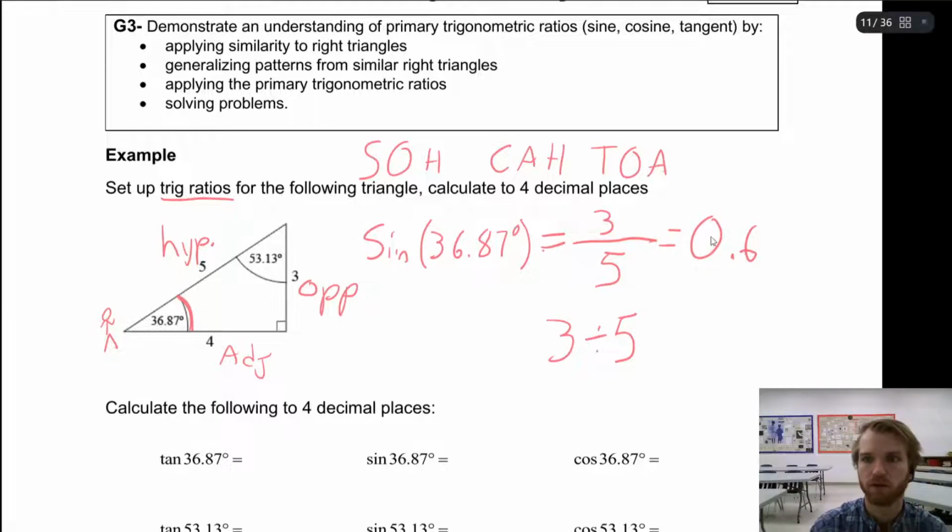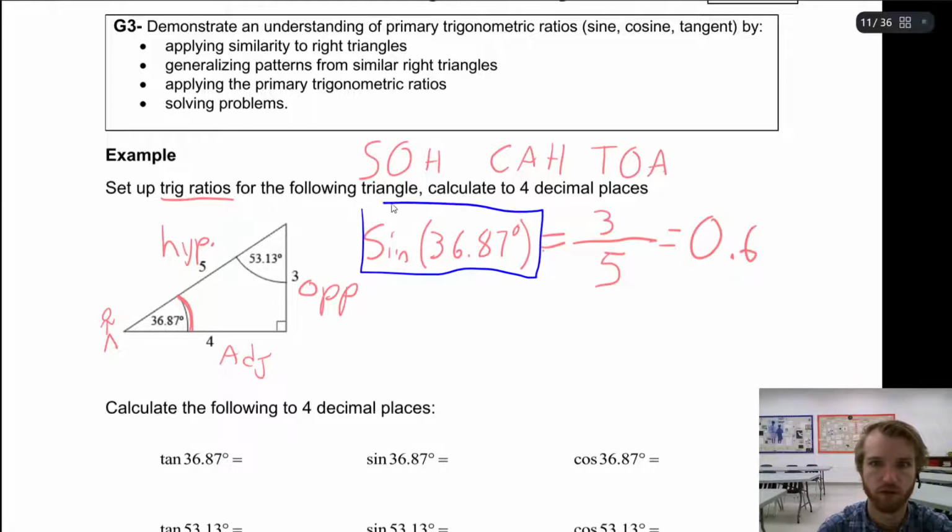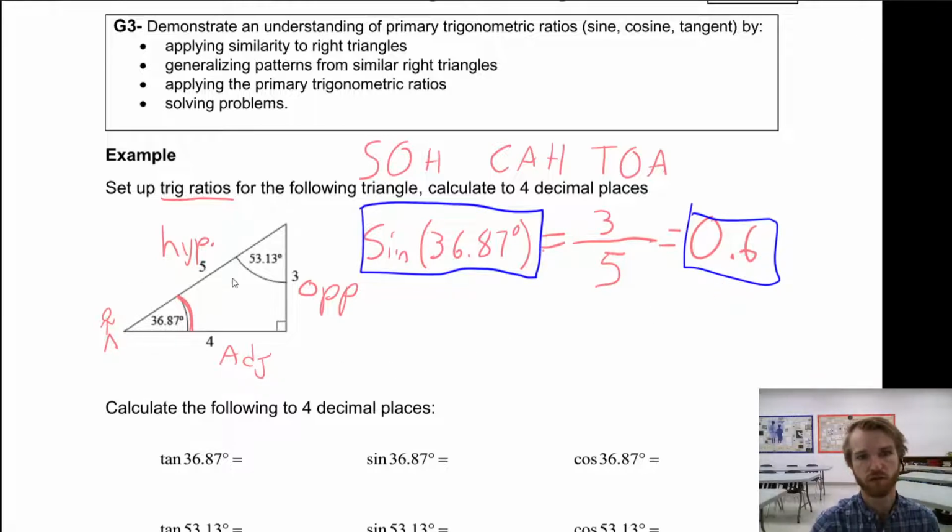Okay. So what that means is that the sine ratio for this angle that we're talking about is equal to 3 divided by 5, which is also equal to 0.6. So the sine ratio for this is 0.6. So we figured that out from this triangle.